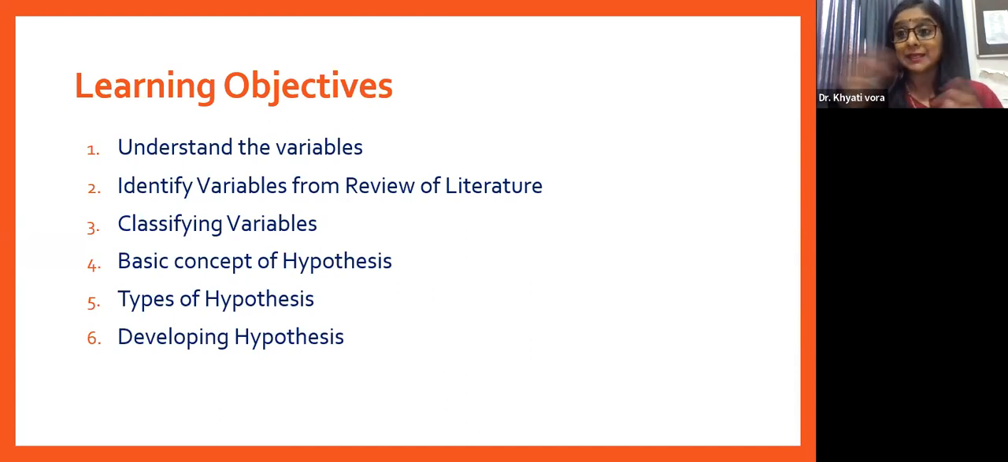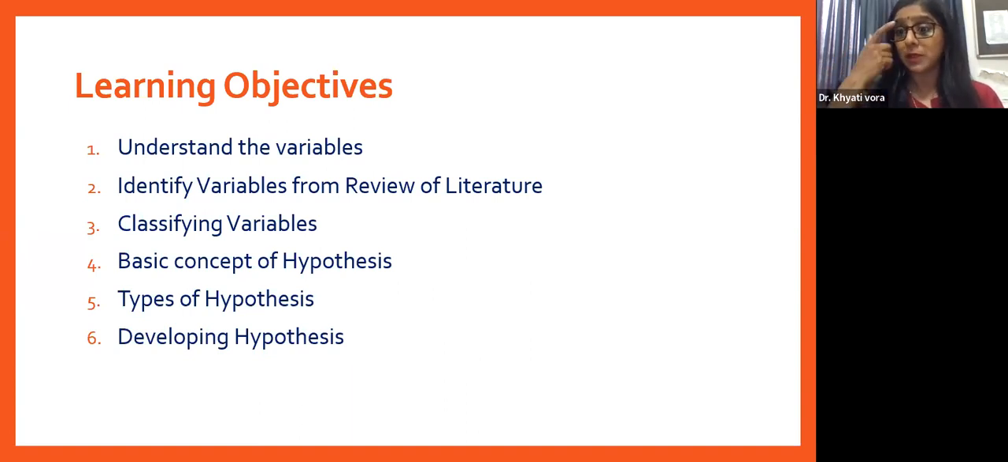Next, directly jumping to developing a hypothesis without getting in touch with ROL will be very difficult for me. So even if the resource person has taken up the earlier part, I still felt that I will connect those parts with the hypothesis and how we frame the hypothesis. On that basis, the learning outcome of this session will be: we will understand the variables. We'll identify the variables from ROL.